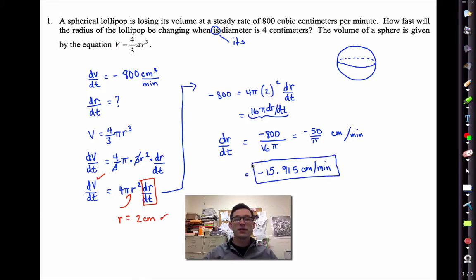And this is actually, I think, a good point to look at this and say, wow, I think that this is a completely unreasonable problem. Sometimes when you're a math teacher and you're making things up, maybe you make it up a little bit too quickly. I mean, if you really think about it, a 4 centimeter diameter is about yay big, right? And somehow we're losing nearly 16 centimeters per minute on its radius. So this is a lollipop that goes like that, very, very fast. Anyway, so maybe not so realistic.